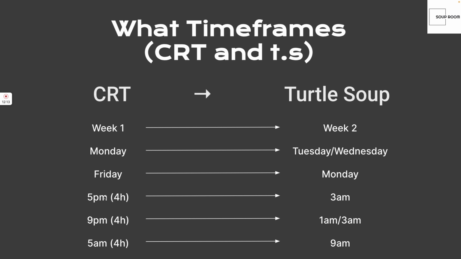If the CRT forms at 5 p.m. on the 4 hour, the turtle soup will form at 3 a.m. If the CRT forms at 9 p.m. on the 4 hour, the turtle soup will occur at 1 a.m. or 3 a.m. If the CRT is forming at 5 a.m. on the 4 hour, the turtle soup will occur at 9 a.m.